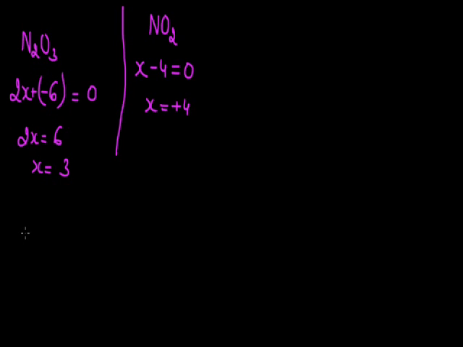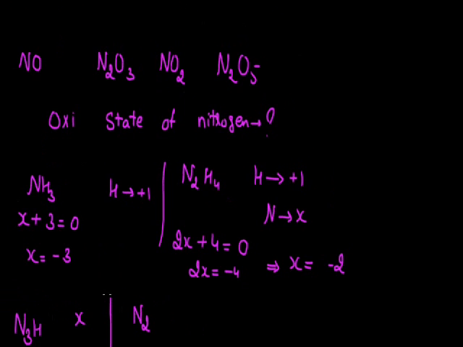And if I talk about the last compound, nitrogen pentoxide, that is N2O5, here 2 nitrogens are there, so it will be 2x. 5 oxygens are there, so the total value will be -10, and the sum of these two equals 0. From here the value of x will be +5. So these are the oxidation states of all the elements that were asked in these compounds.